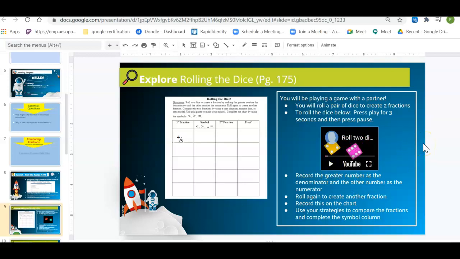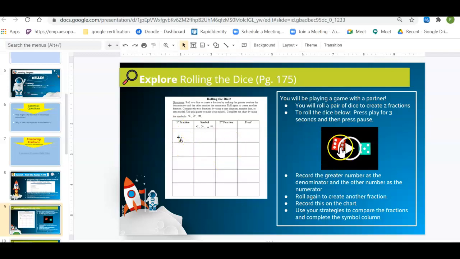All right, so you see here I stopped it, and now we've got 6 as the bigger number, which is going to be the denominator, and we've got 4 as the smaller number, that's going to be the numerator. So 4/6 is going to be our first number. So that will mean we're going to be writing 4/6 in the first fraction instead of 4/5. I've gone ahead and recorded 4/6 right here as my first fraction.